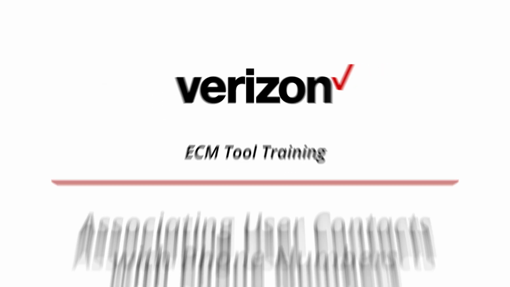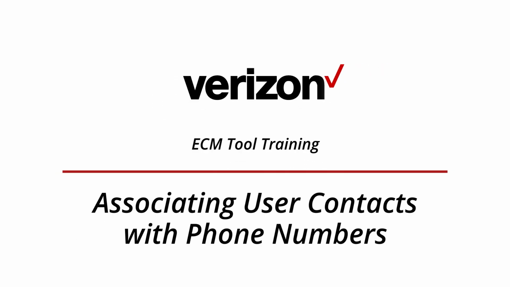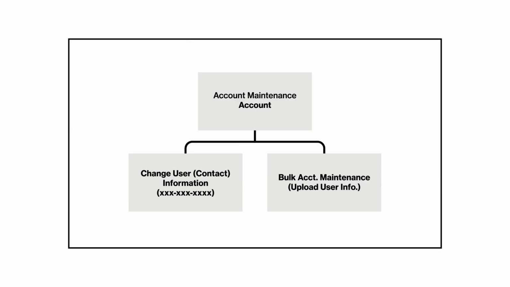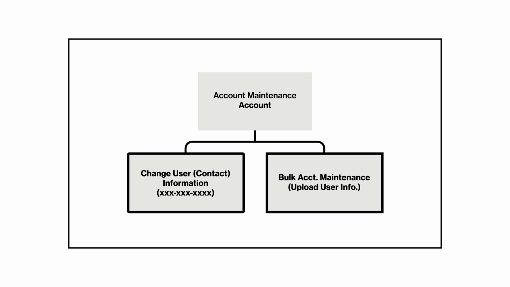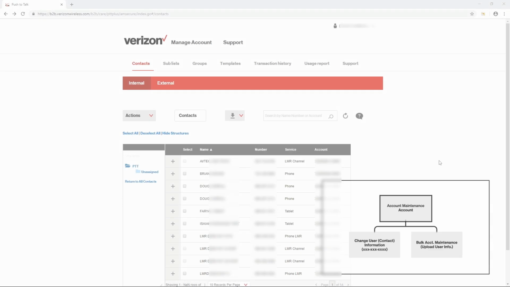This video will show you how to add or associate names with your wireless phone numbers. This is accomplished using action items under the Account Maintenance portal. First, log into the Account Maintenance portal.